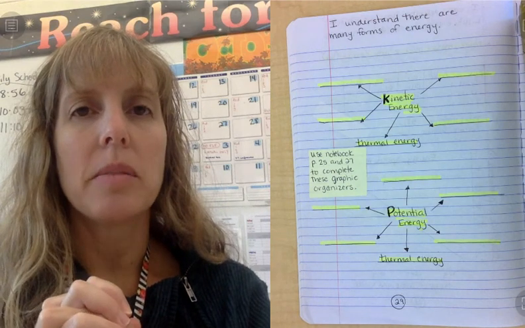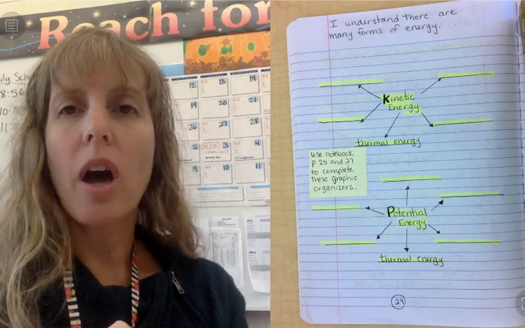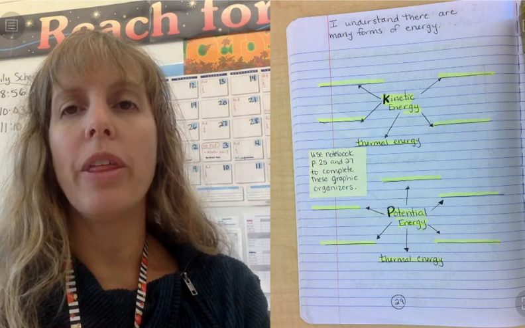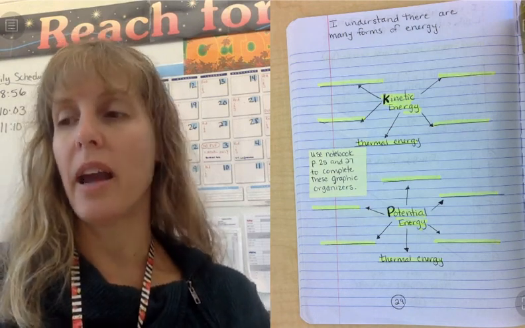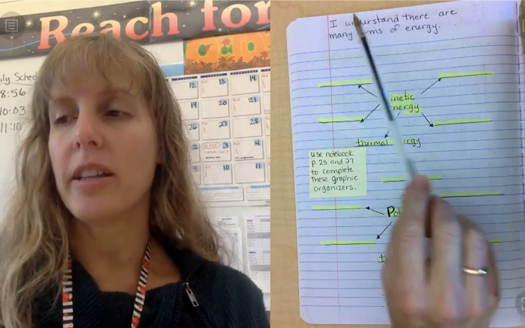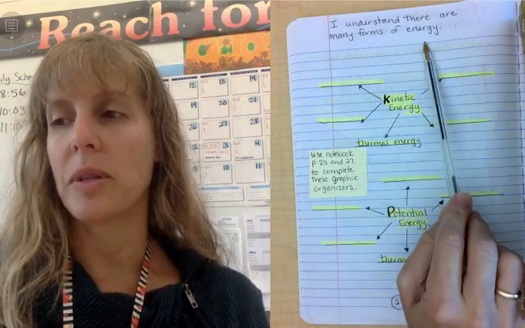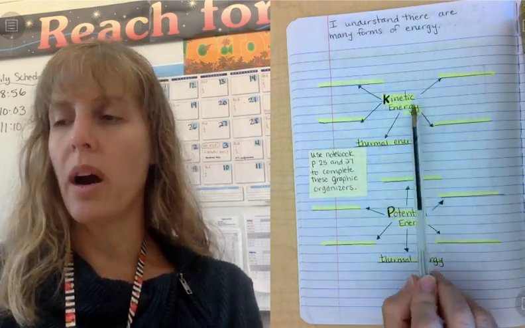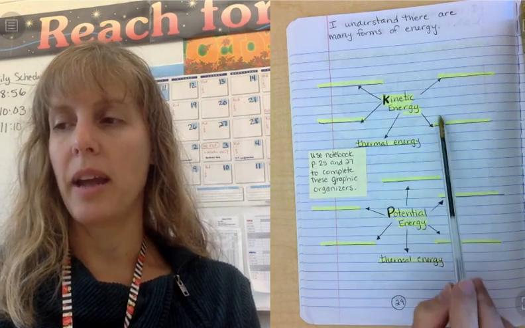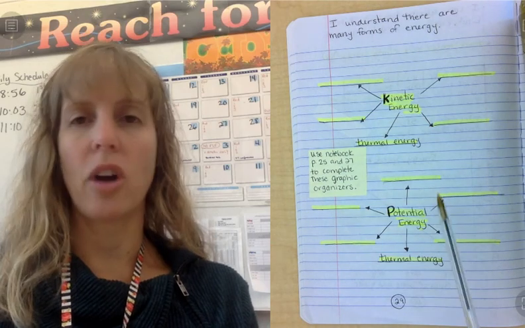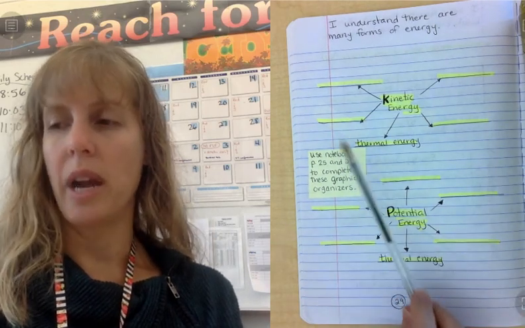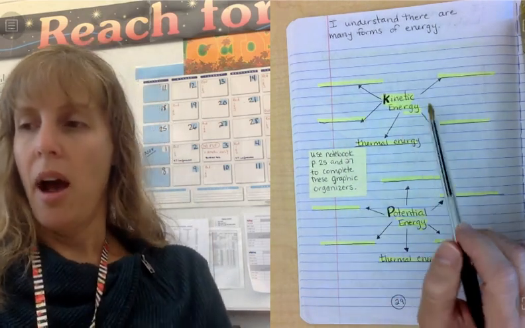Okay, we're going to start some science today. We're going to talk about all the forms of energy that we have been talking about, like potential energy and kinetic energy. Our learning target today is: I understand there are many forms of energy. So we are going to put forms of kinetic energy here, and forms of potential energy on these lines. This is called a graphic organizer, right? So it's organizing in a picture.